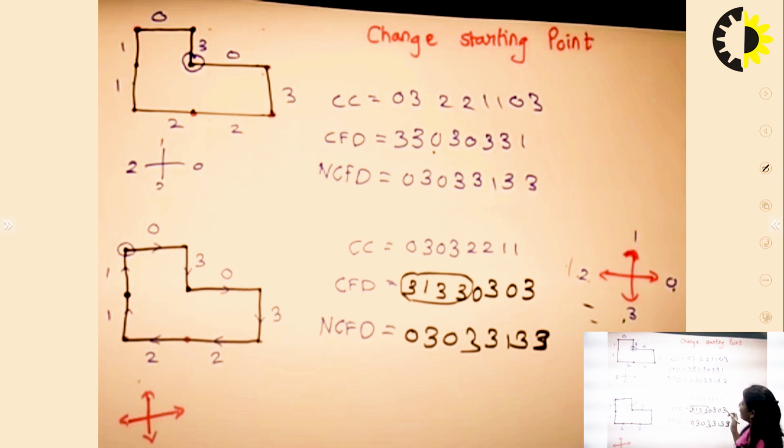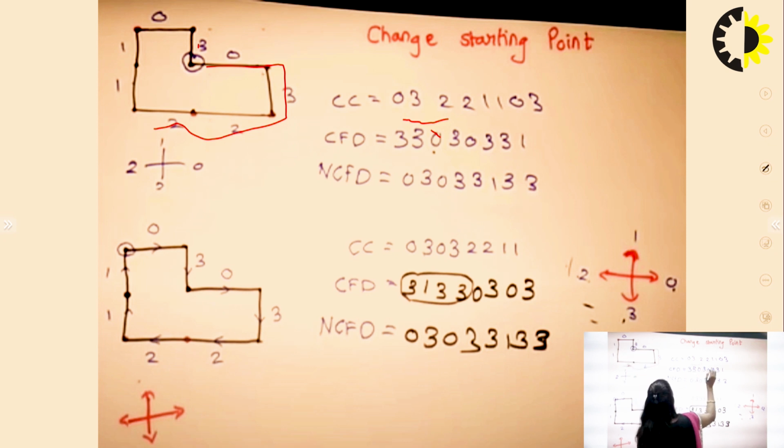So firstly we have to choose the starting point, and from the starting point we will calculate the chain code number. So we have to calculate the chain code here, 0, 3, 0. This is the first chain code, 0, 3, 0 and 2, 2, 2, 1, 1, 0, 3. So this is the first code, and after that we have to calculate the first difference.